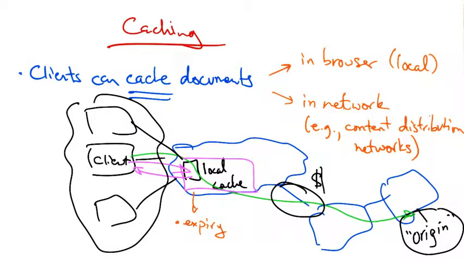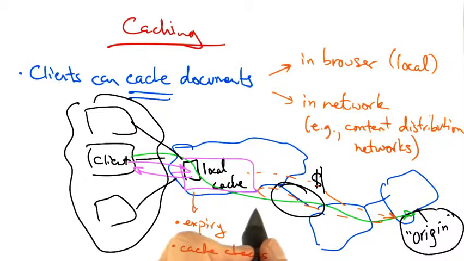To ensure that clients are seeing the most recent version of a page, caches periodically expire content based on the expires header that we already saw. Caches can also check with the origin server to see whether the original content has been modified. If the content has not been modified, the origin server would respond to a cache check request with a 304, or a not modified response.